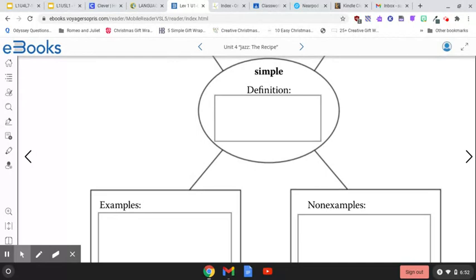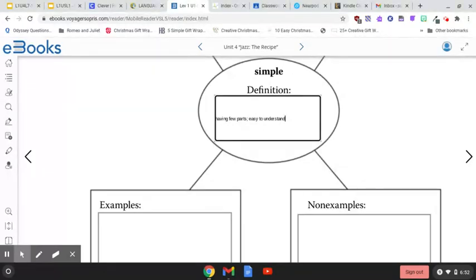What's our definition of the word simple? That's right, having few parts or easy to understand. Let's begin with synonyms. Synonyms are words that mean the same or nearly the same. Brainstorm some possible synonyms for simple. What are some of your synonyms for simple?